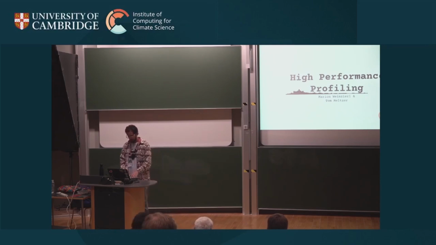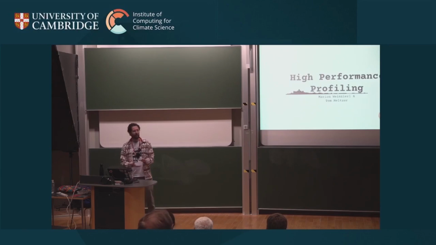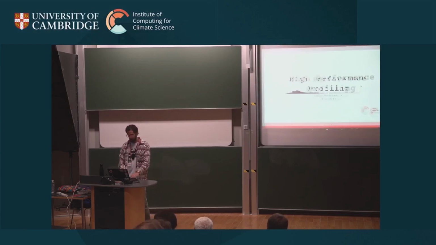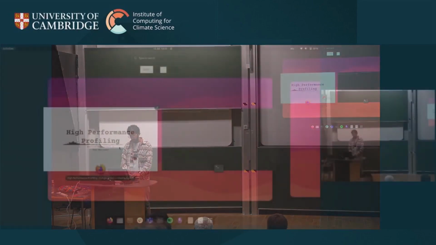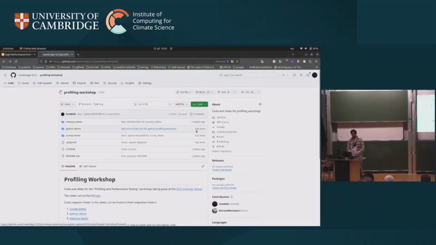So with that in mind, I'm just thinking ahead, because the internet's not super great, if anyone wants to start cloning the repo, it's very small, not big, you can go to our Cambridge ICCS GitHub, and we're in the profiling workshop repository. So you can clone that. It's got some example demos: memory, Python, Scorpy.